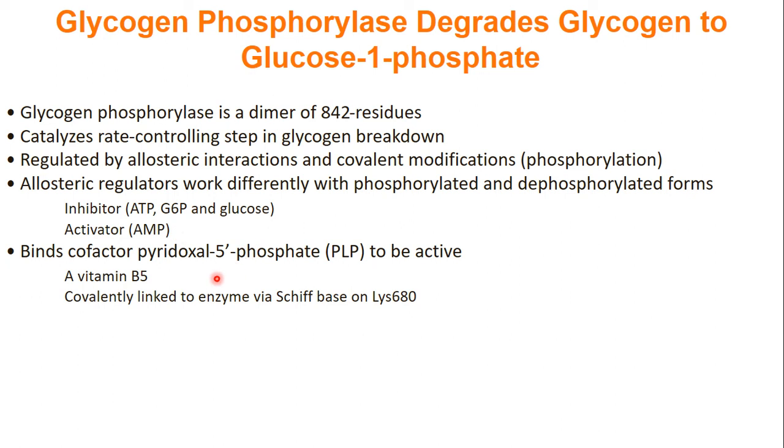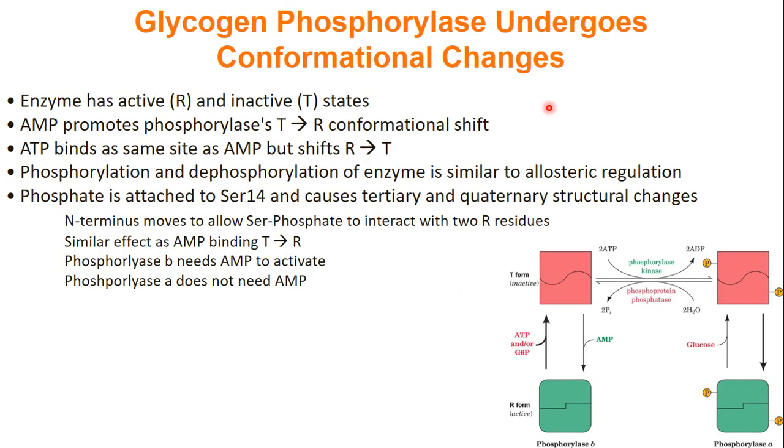This enzyme uses a pyridoxal 5-phosphate, or PLP, cofactor, and it's only active if it has PLP bound. PLP is derived from vitamin B6, and it's covalently linked to our enzyme via a Schiff base on lysine 680. Now, like I said, this enzyme has two different states. We're going to call them R and T state again. T is inactive, R is active. And these states can be phosphorylated. Phosphorylation, we call it phosphorylase a.